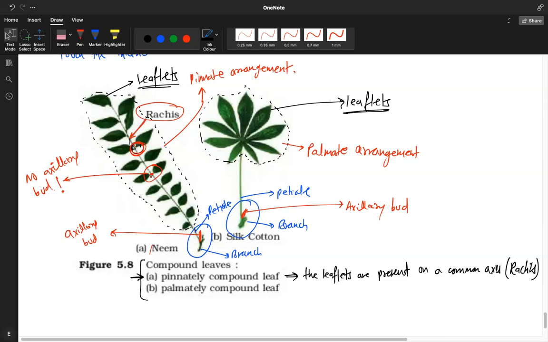Rachis represents the midrib of the leaf. Example is neem. So pinnate leaf is present in neem.